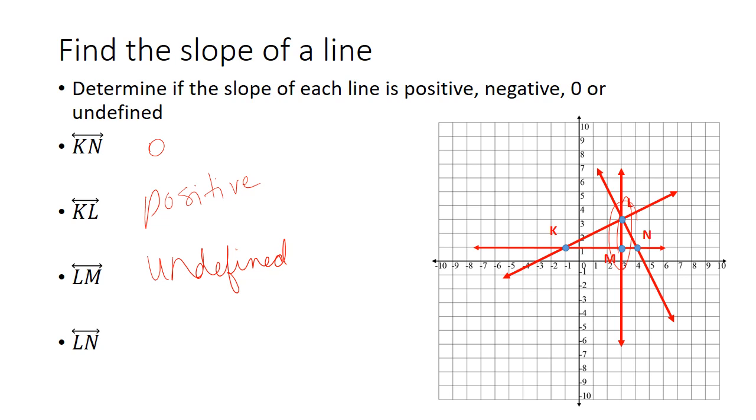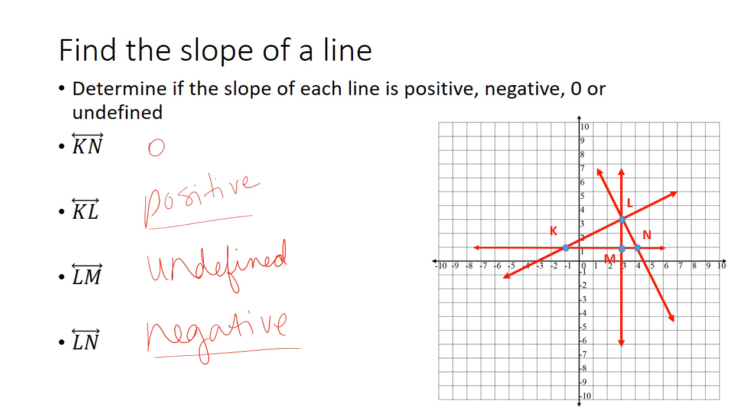And LN is going to be this line right here. It is not vertical, it is not horizontal, so it must be either positive or negative. It is headed towards the negative side, so we would say it is negative. Let's go ahead and find out what our positive and negative slopes are for the two lines, positive and negative.